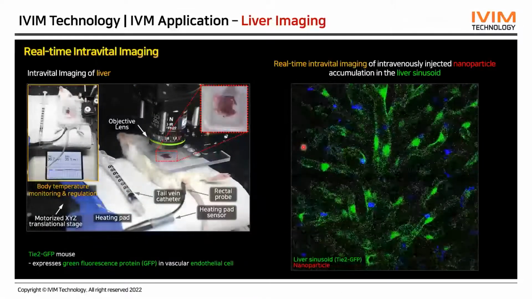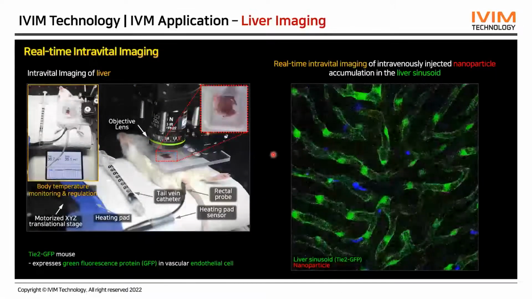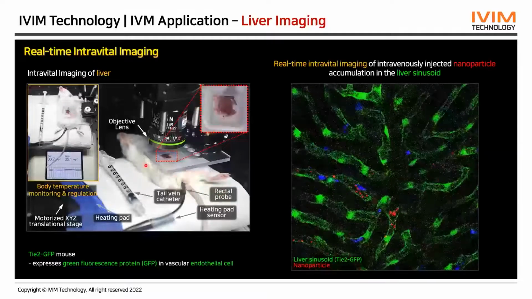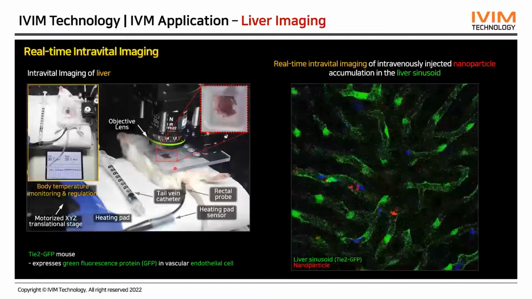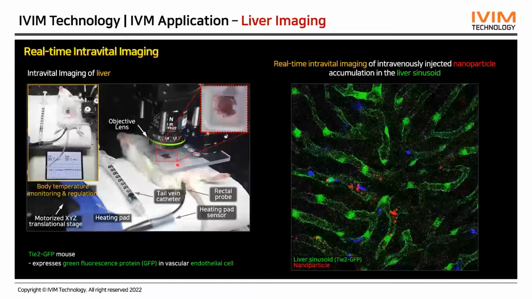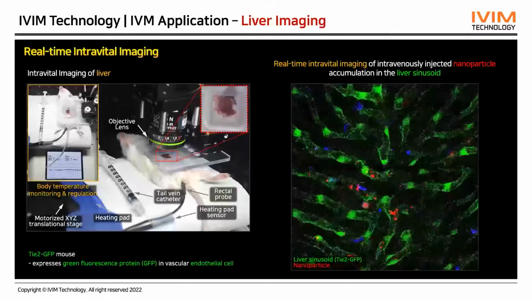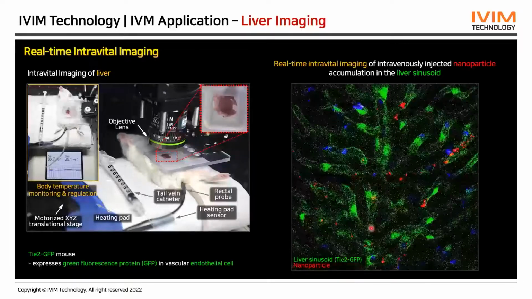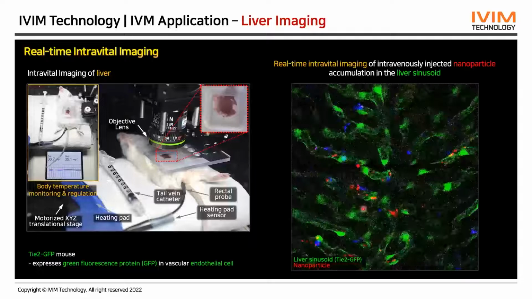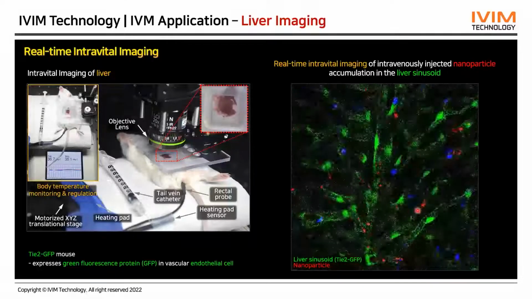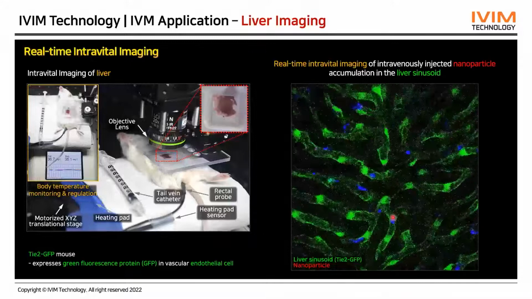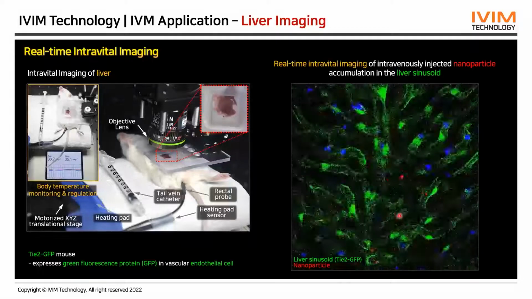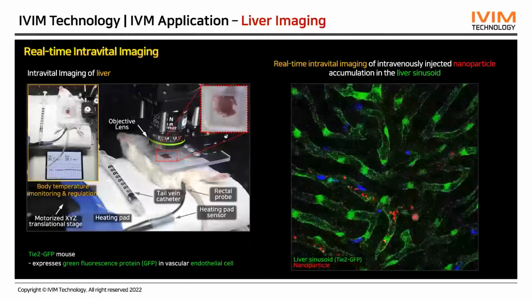And for liver imaging, we slightly incise the abdominal skin and the peritoneum to access the liver tissue, gently take the organ slightly out of the body, and mount the liver with the cover slip. And this is a research example of nanoparticle delivery and accumulation in the liver sinusoid captured by real-time video. The red nanoparticles were delivered in the liver sinusoid right after injection via tail vein catheter. And then we can see them accumulate at specific sites of the liver sinusoid over a long time.